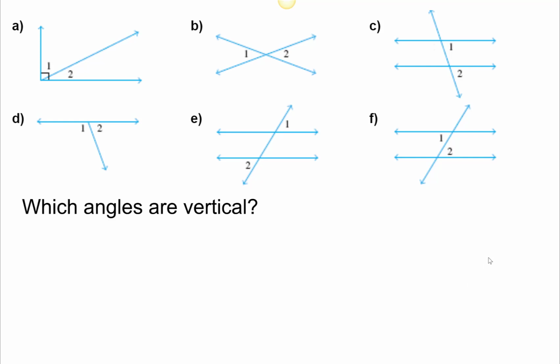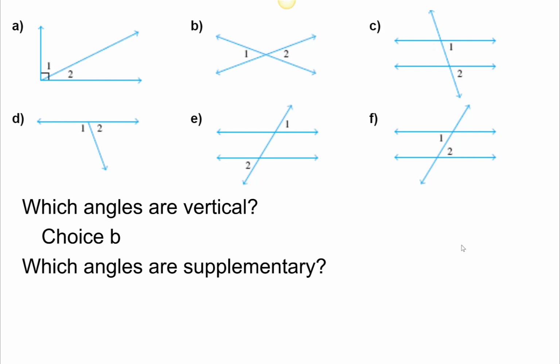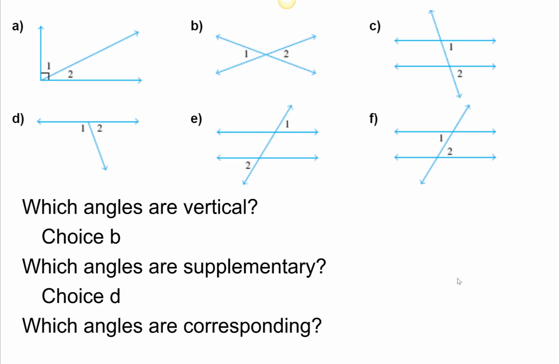Which angles are vertical? And that's choice B. Notice those are vertical angles. Which angles are supplementary? Supplementary means they have to add to 180 degrees, and that would be choice D. Which angles are corresponding angles? Corresponding angles are on the same side of the transversal, one interior and one exterior, so that's choice C.